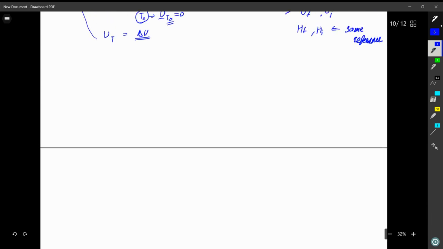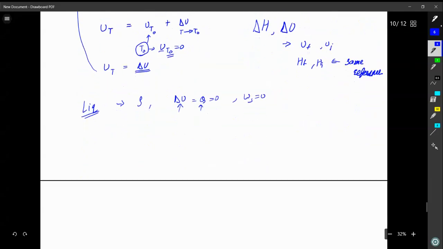Then let's consider liquids. For liquids, we know that the rho, or the density, is almost fixed, and let's say the liquid is flowing in a pipe, and you say that delta u is equal to q is equal to 0. There are not much temperature changes, there is not much heat going in, there are no rotating parts, so ws is also equal to 0. And when you put this into the energy equation, what you're getting is 1 by 2 times u2 square minus u1 square.